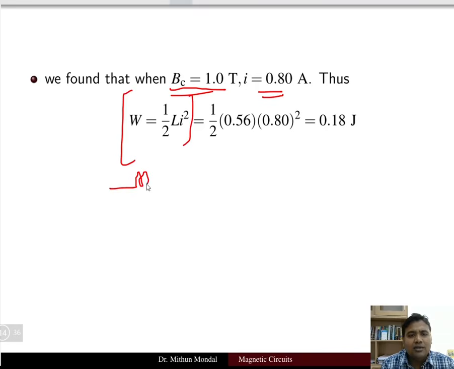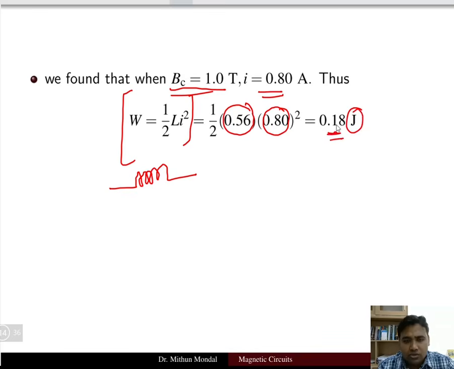So you know that energy is given by half L i square, because this is an inductor. So for an inductor, what is the energy? Half L i square. Substitute the value of the inductance and the value of the current, and you will get the energy in joule. It is equal to 0.18 joule.